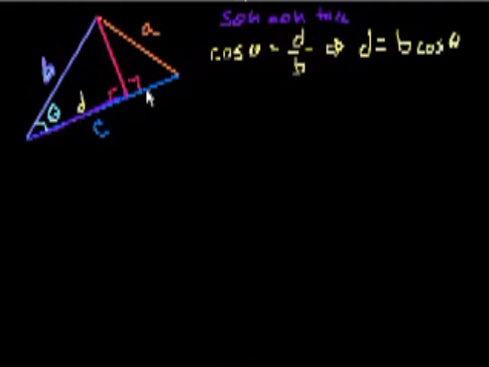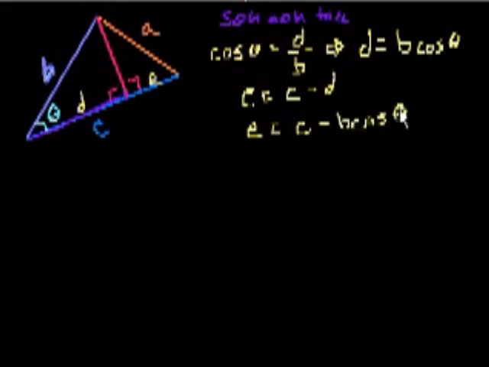So let's call this side right here e. What would the value of e be? You know that e is just equal to the value of c minus the value of d, which is pretty much common sense. Therefore e is equal to c minus d. And since we just solved for d, which is b cosine of theta, we can plug that in for d, and the value of e would equal c minus b cosine of theta.